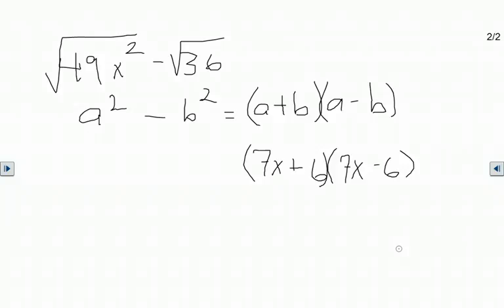Okay, now shortcuts number 4 and 5 are the difference of two cubes and the sum of two cubes. Or the sum of two cubes is number 4, the difference of two cubes is number 5.